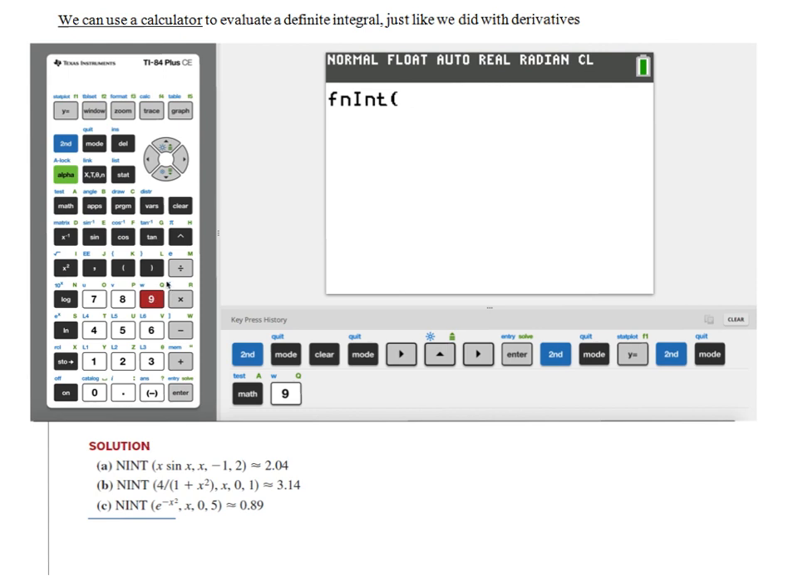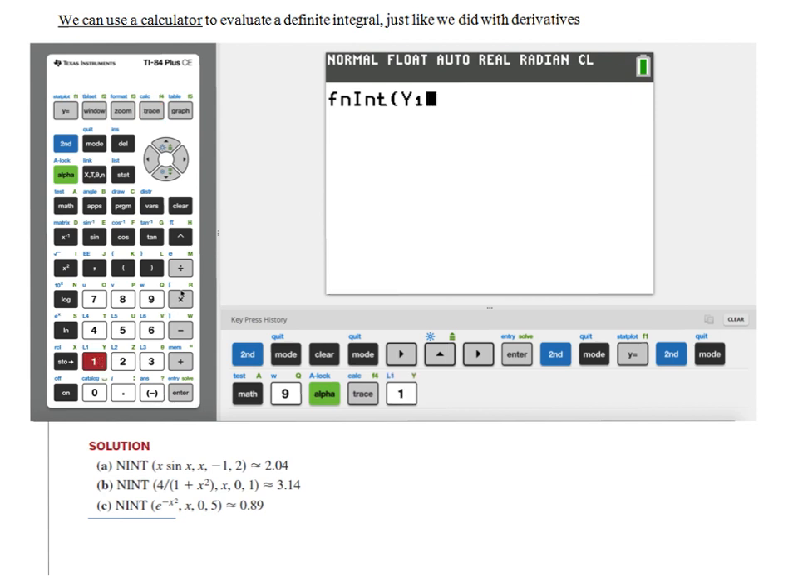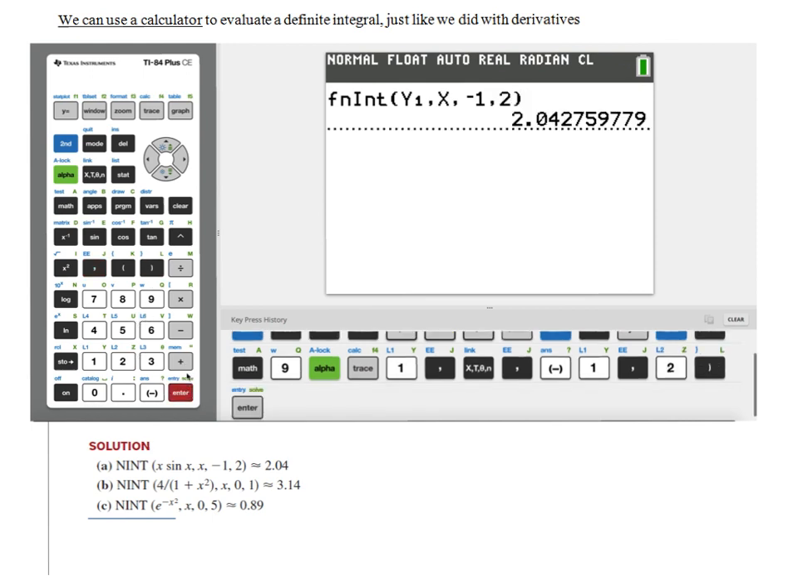The first thing you plug in, as you can see on the notes, is a function. We can either type the function in, but since I already have them in, I'm just going to go alpha trace, and I already have it in y1. So I just hit 1, and there's y1. Then you hit comma, and the variable is x, then comma, and the lower bound is -1, then comma again, and the upper bound is 2. Close the parentheses, and there's your answer.